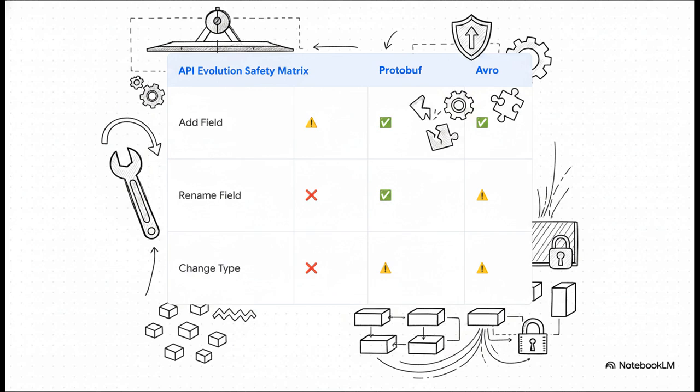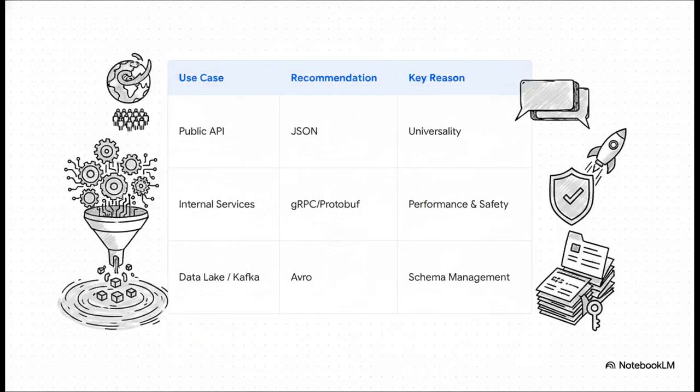With JSON, that's a breaking change. You're in a world of hurt. But for protobuf, it's a green checkmark, perfectly safe. Avro is just as smart about it. This table makes it crystal clear. Schema-driven formats have safety guarantees baked right in, things that are at best just a gentleman's agreement with JSON, and at worst, totally impossible. So let's boil it all down to a super simple guide.